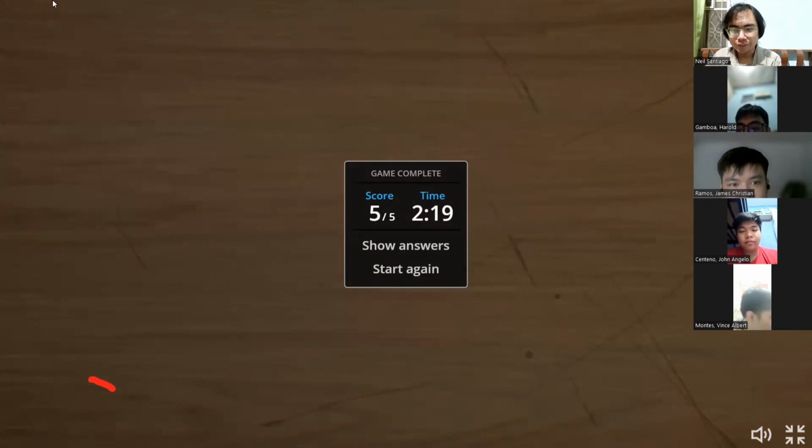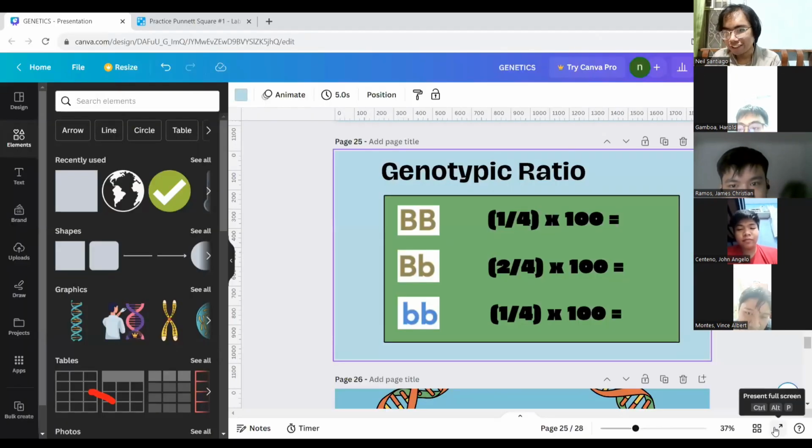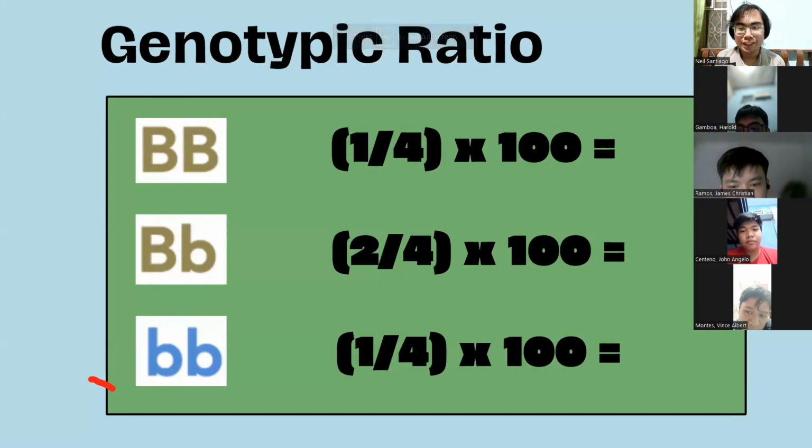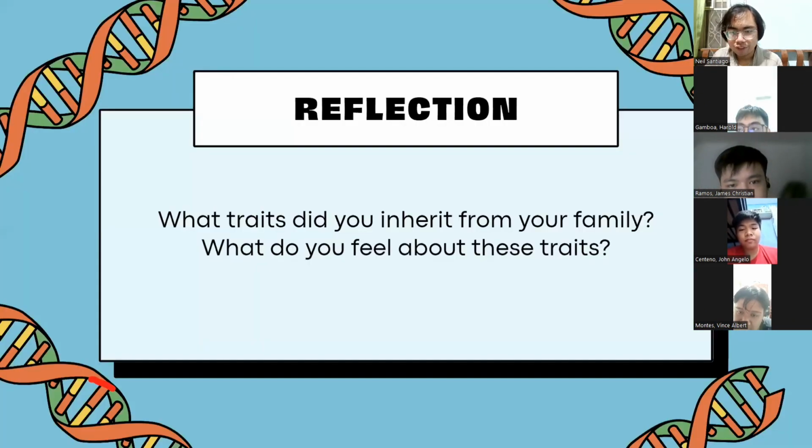It seems like all of you have a very decent understanding of our lesson. But I want us to have a simple reflection. I want you to think of this reflection very thoroughly. Okay. What traits did you inherit from your family? What do you feel about these traits? Please raise your hand if you want to answer.